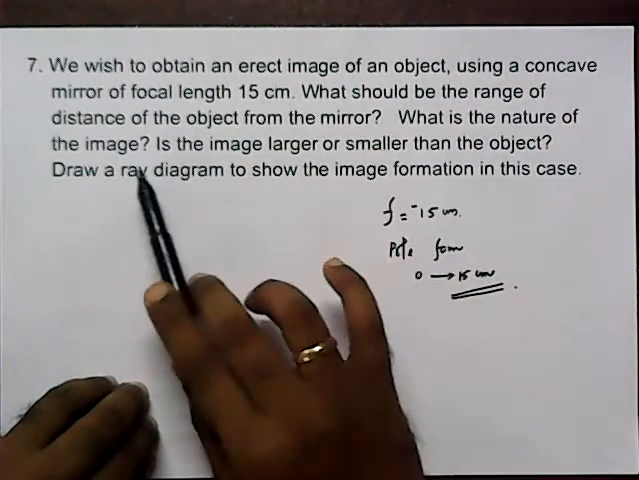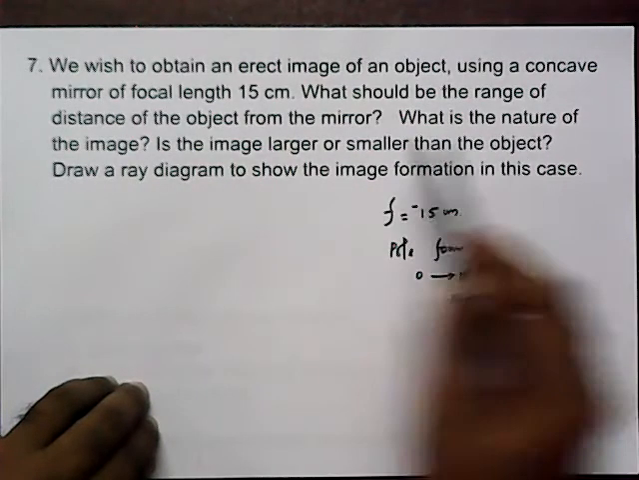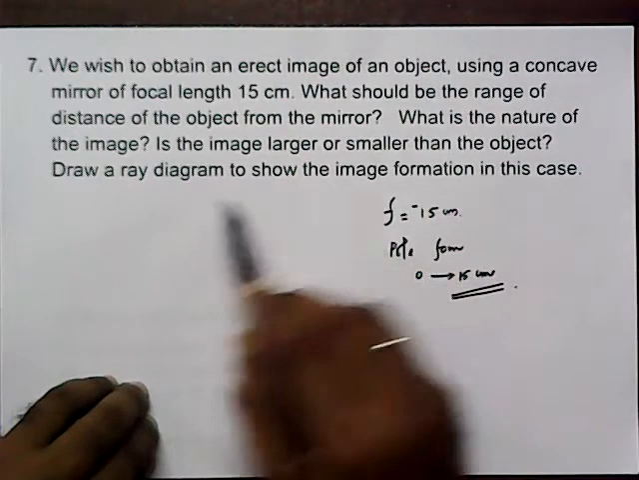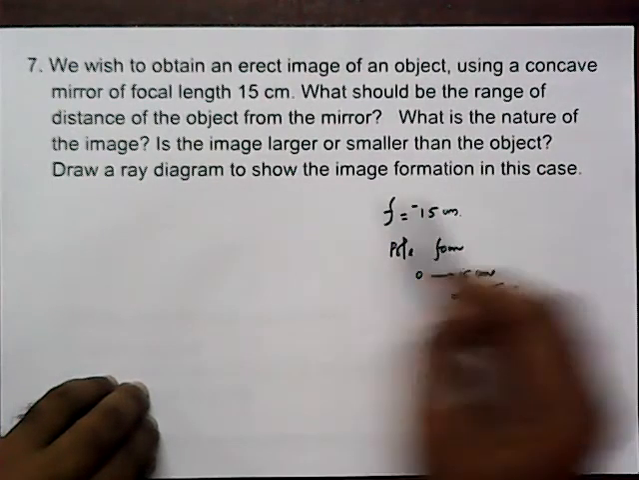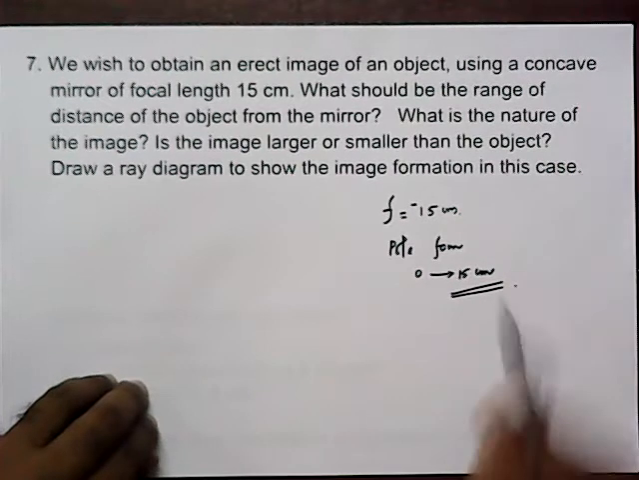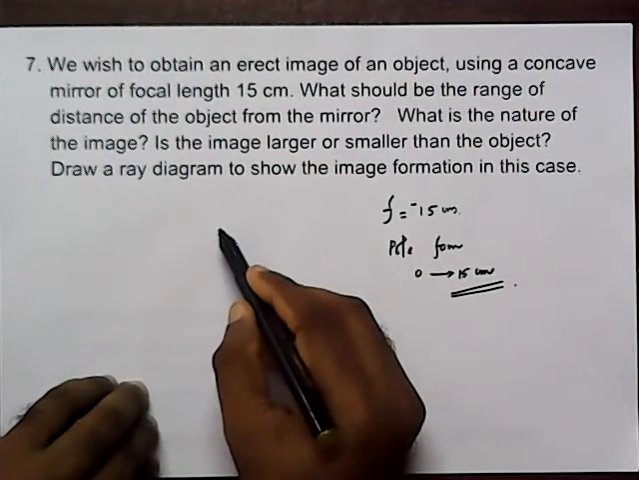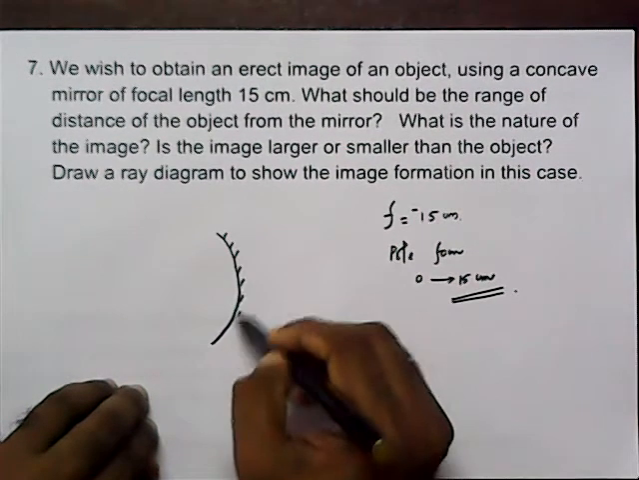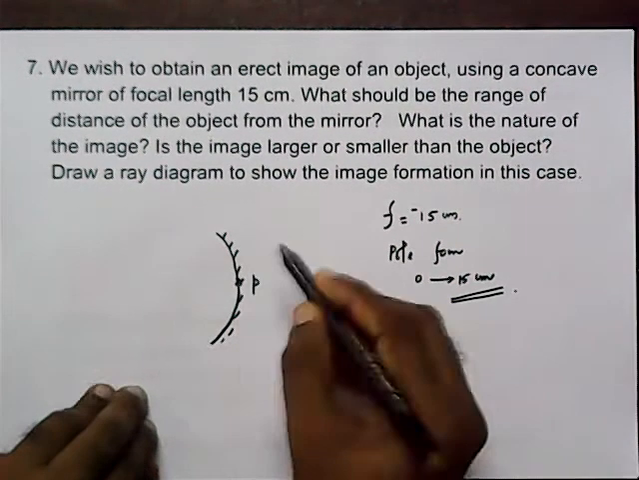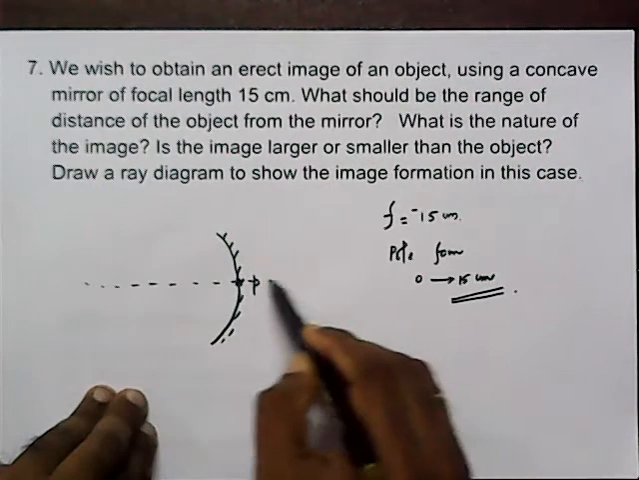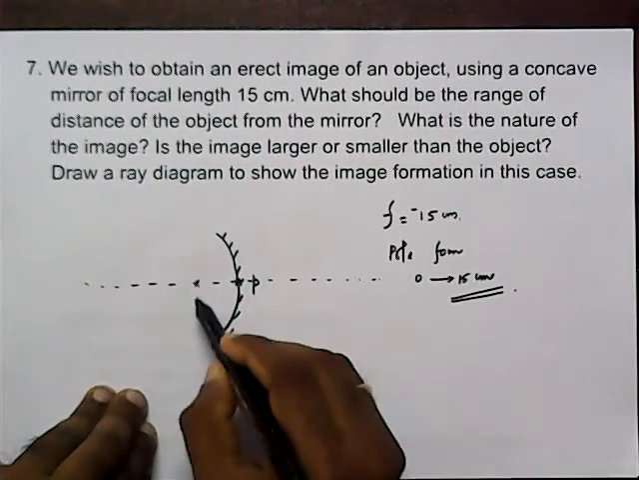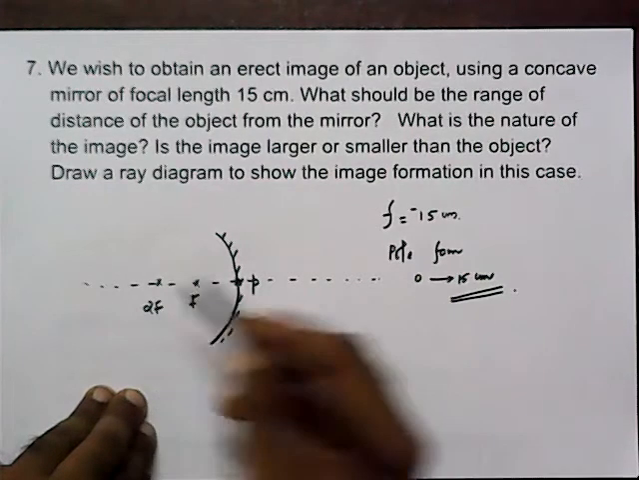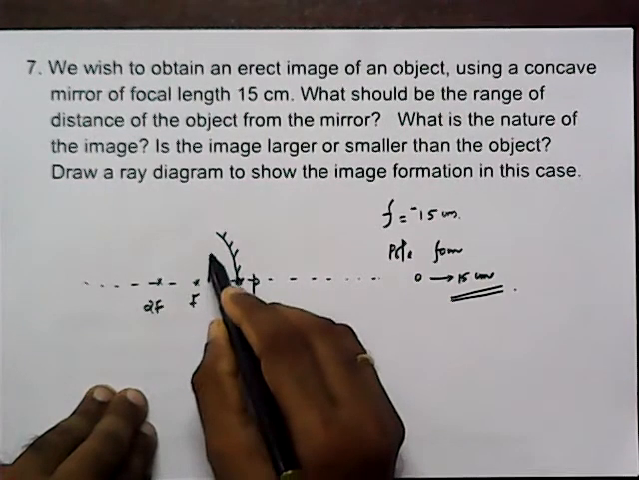What is the nature of the image? Is the image larger or smaller than the object? Draw a ray diagram to show the image formation in this case. And keep in mind the concave mirror. So here the pole P, the focus, say the double F. An object is placed here.